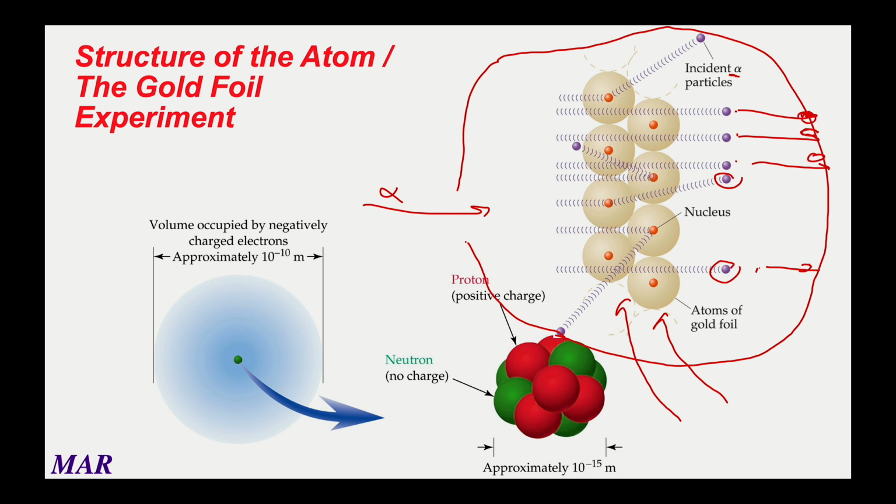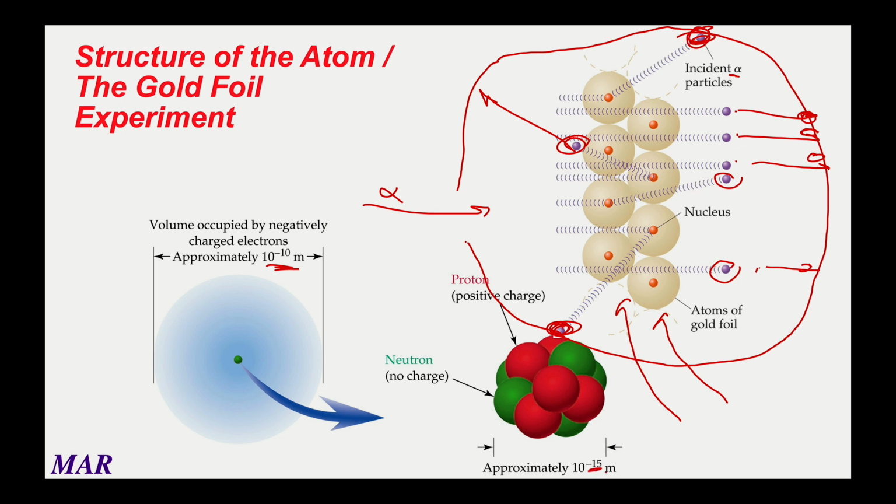But what surprised him is that some of the alpha particles went crazy, right? Some of them almost went back. You can see this one was going back. So some of them started going really crazy. And he deduced that most of the atom is pretty empty, all right? We talked about that, 10 to the minus 10 versus 10 to the minus 15.